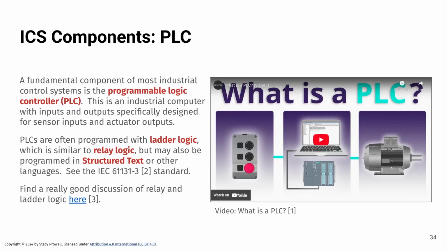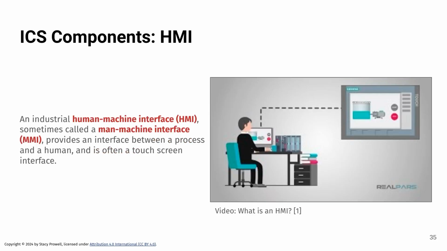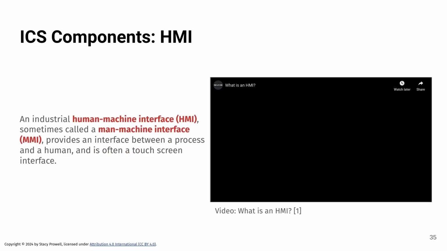PLCs are typically programmed, not necessarily with C or a language like that, but with ladder logic. Okay? Ladder logic is very similar to relay logic. Sometimes they're programmed with something called structured text. If you want to know how PLCs are programmed, you can take a look at IEC 61131-3, which is the standard for this. There's a good discussion of relay and ladder logic at that link. We'll have a short one here in just a minute, so hang in there. If you've never heard of ladder logic before, we'll give you a quick overview of it.